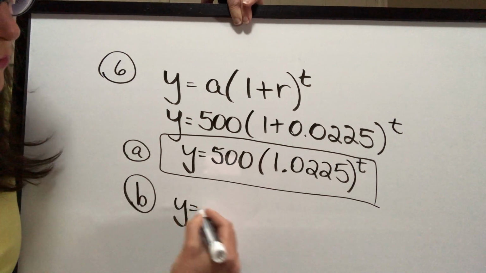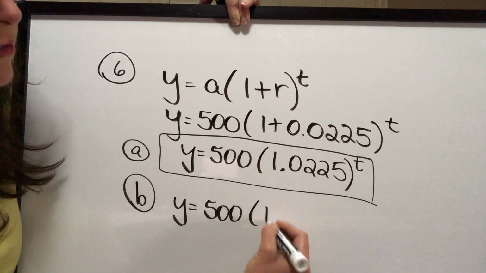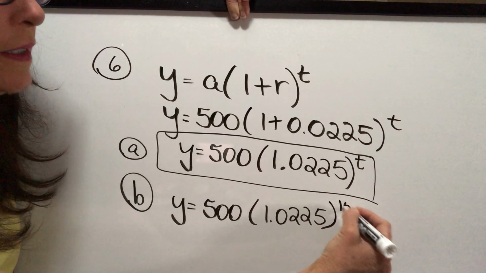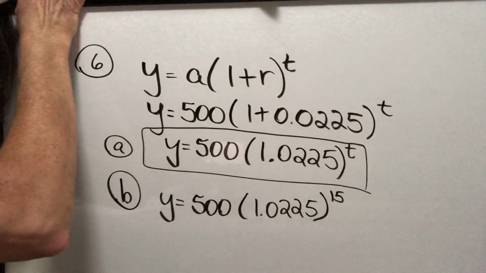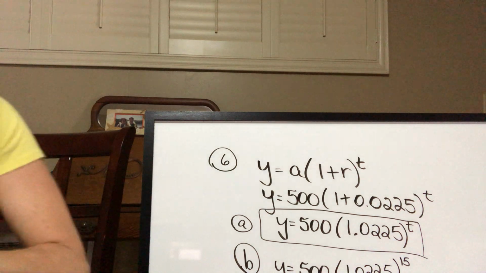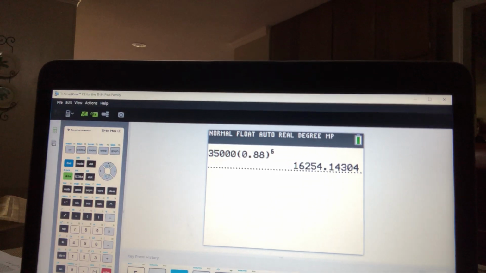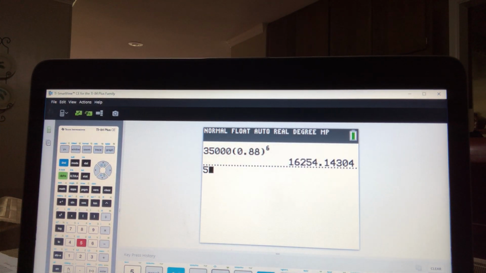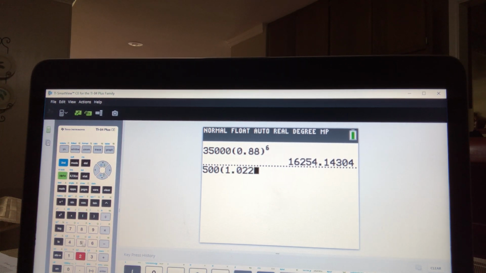Okay, so for B, all you're doing there is plugging in the number of years. So in this case, it was 15 that they're asking us about. So we're going to plug in the number 15. So back to the calculator real quick. Let's see what we have. Okay, so I'm going to put in 500 for the A. Inside of the parentheses, 1.0225 raised to the power of 15 and equals.